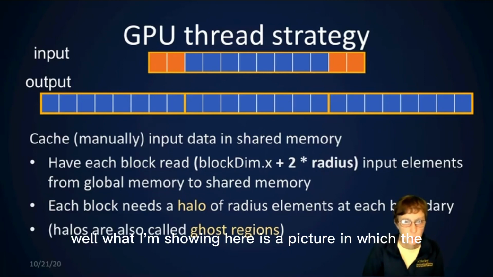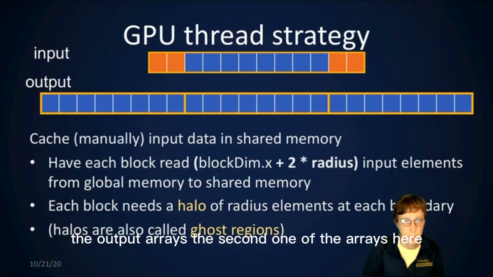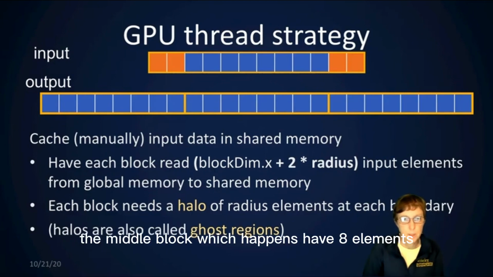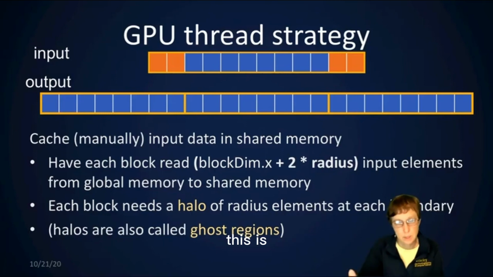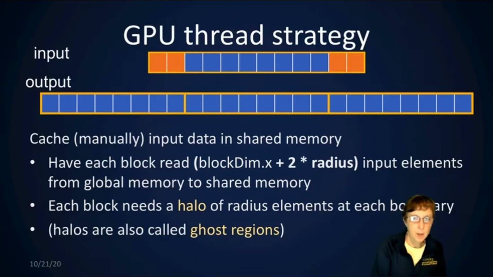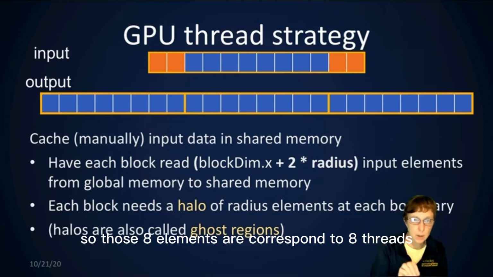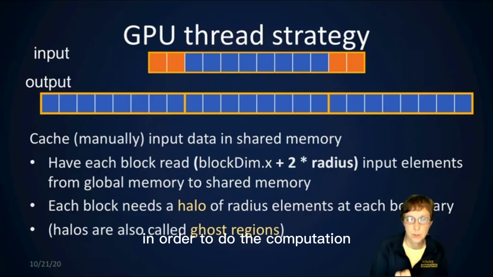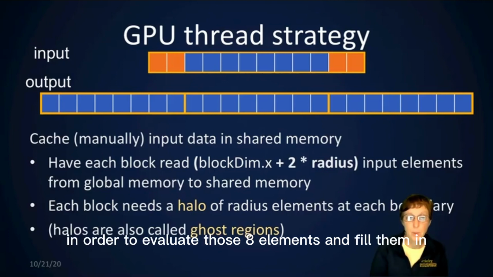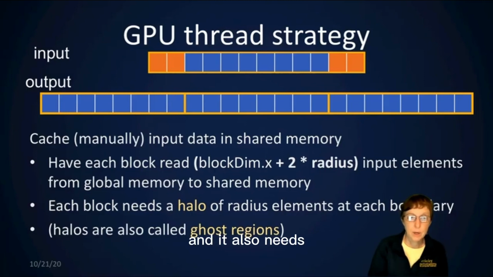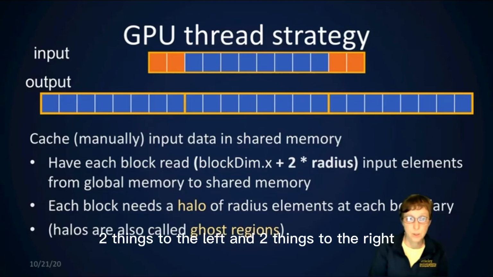What I'm showing here is a picture in which the output array, the second one of the arrays here, the middle section of the middle block, happens to have 8 elements. This is a small number of threads to have, but it fits on the slide. Those 8 elements correspond to 8 threads. And what do those 8 threads need in order to evaluate those 8 elements and fill them in? They need the 8 elements that correspond to that from the input array, and they also need 2 things to the left and 2 things to the right.